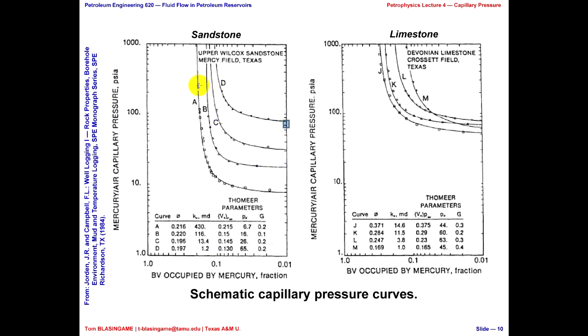Okay. Now, this comes from Jordan and Campbell, and I thought it was from Neesham, but maybe I'm wrong. You can tell that the highest permeability sample is here, and the lowest permeability sample is here. Basically it's a correlation of permeabilities for this. So could you correlate permeability for these samples? Could you take permeability and correlate it with that intercept pressure?